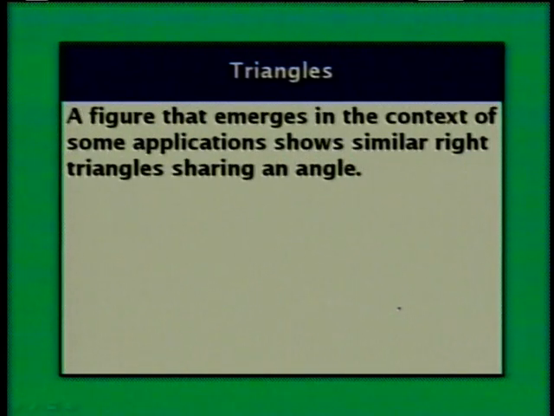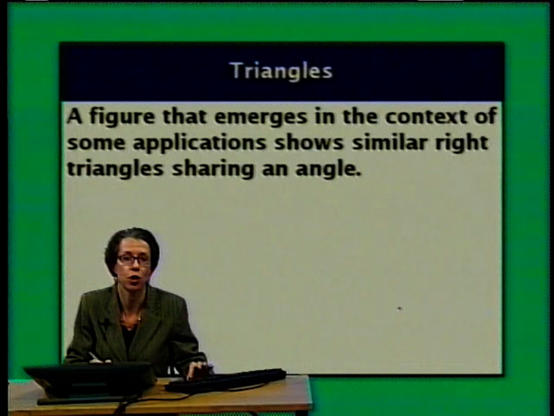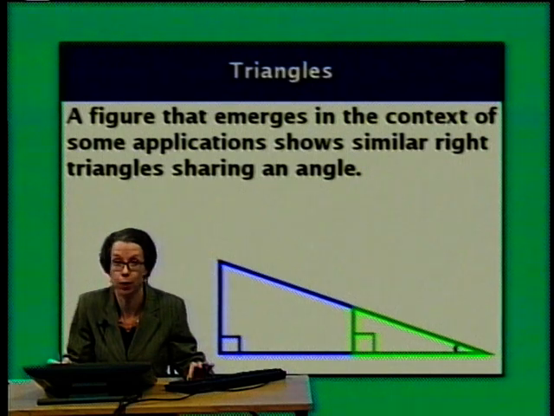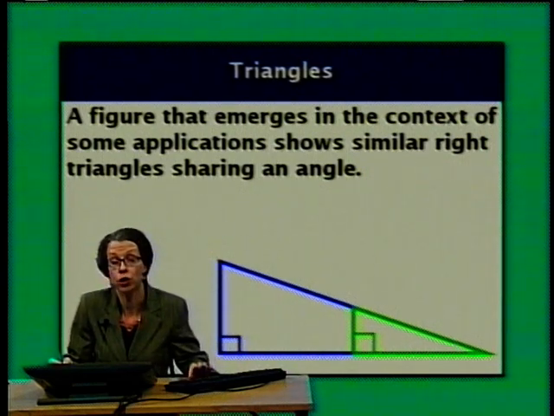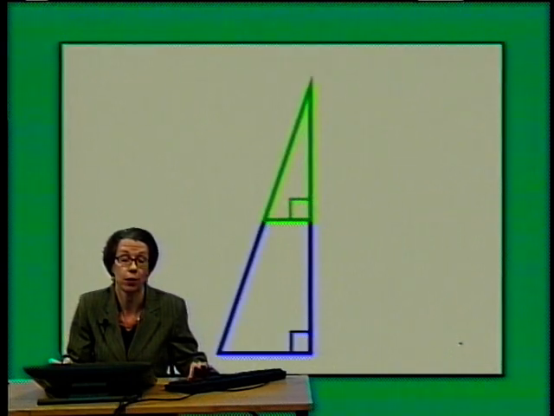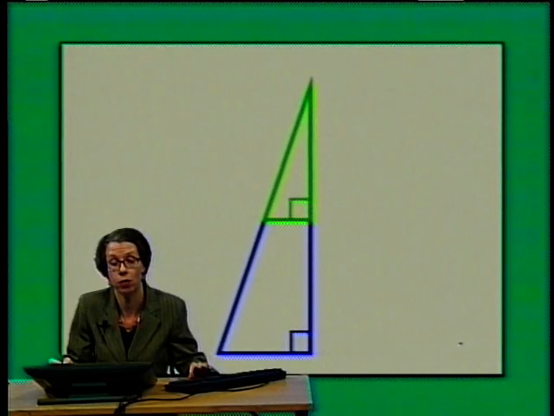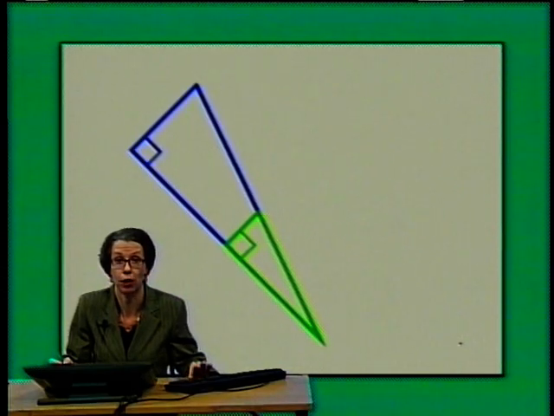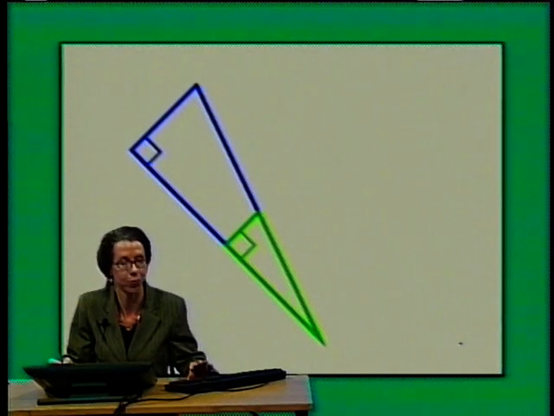And a figure that emerges in the context of some applications shows similar right triangles sharing an angle. So here's one right triangle, and here's a proportional right triangle, and they share this angle down here. Now this picture might show up in the application in a different orientation. For example, when you draw a figure to help you solve the problem, the two similar triangles might look like this. And in fact, depending on the problem, this picture could have all sorts of orientations. But we need to recognize that what we have here are just two proportional right triangles.